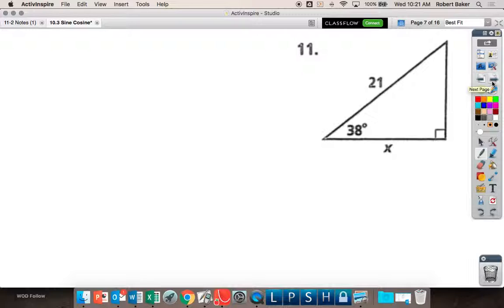How do we set this one up? Fast pass to the front.